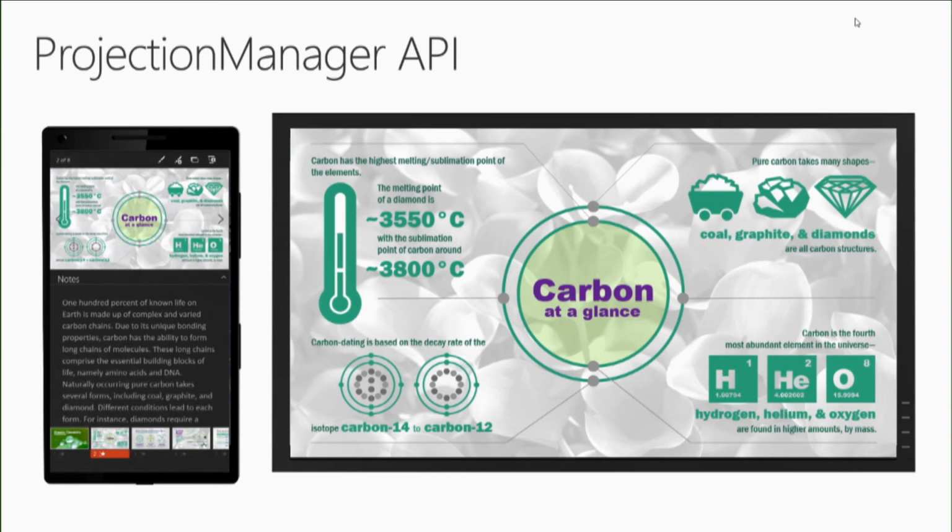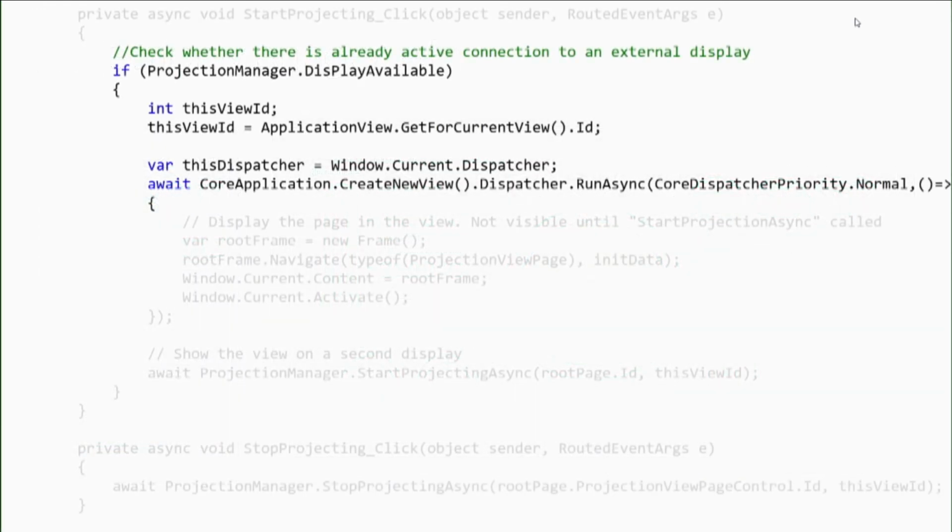One thing to keep in mind when using the Projection Manager API is that you cannot assume that the screen that you're connecting to has a keyboard and mouse attached to it. So because of that, you should add all ways to control the connected screen into your primary view. And I'll show you a demo of a really good example of a Projection Manager API in a bit.